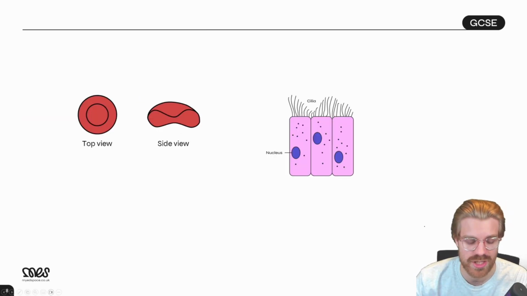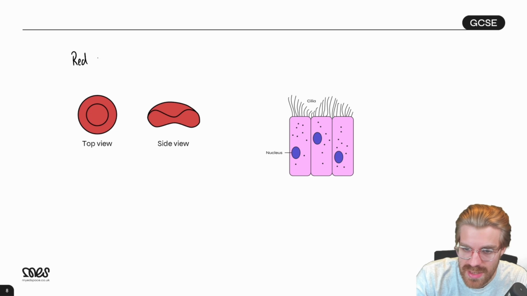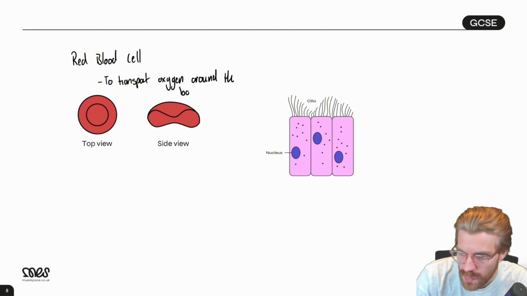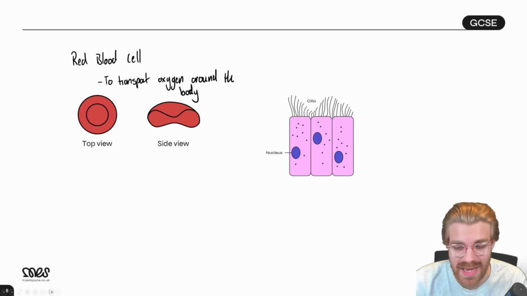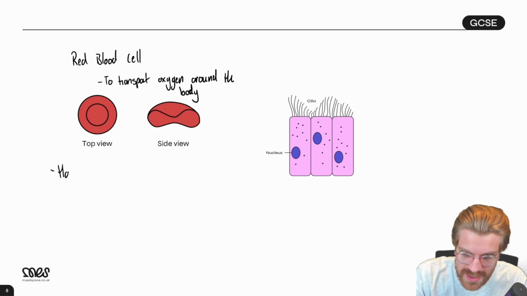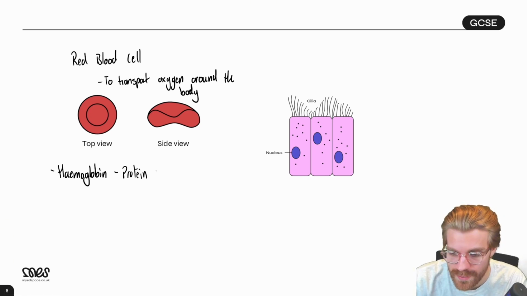There's two more examples of specialized animal cells we need to know about. This one on the left here, we have a red blood cell. The function of the red blood cell is to transport oxygen around the body, and it does that as part of the blood. To help it do this, the red blood cell contains hemoglobin. Hemoglobin is an example of a protein that binds to oxygen. It is also red, and that's what makes the red blood cells red.